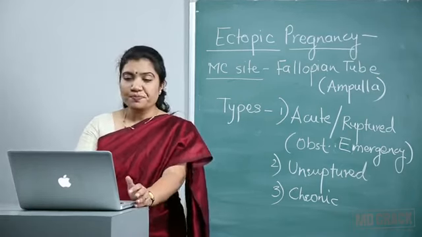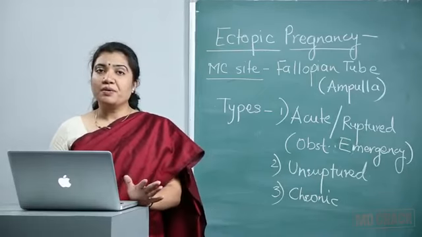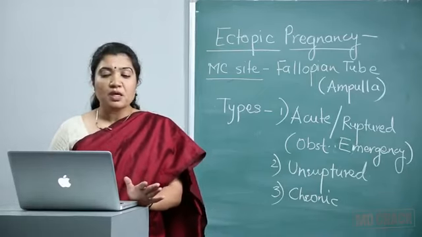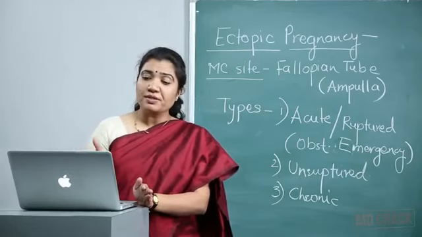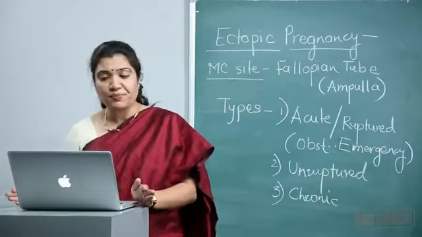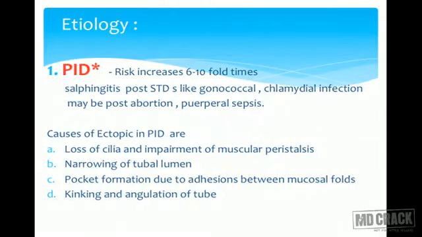So any of these factors would lead to ectopic pregnancy. What are these? Most common is PID, pelvic inflammatory disease. If a patient has a history of PID, her risk of having an ectopic pregnancy increases 6 to 10 folds. Salpingitis may be post sexually transmitted diseases like gonococci, chlamydia infection. Infection may be post-abortal or puerperal sepsis. So these infections damage the cilia which transfer this embryo from the fallopian tube to the uterine cavity, thus leading to ectopic pregnancy in the next pregnancy.